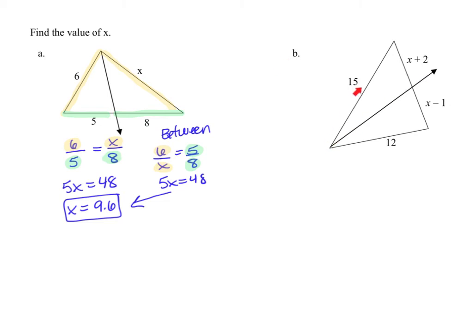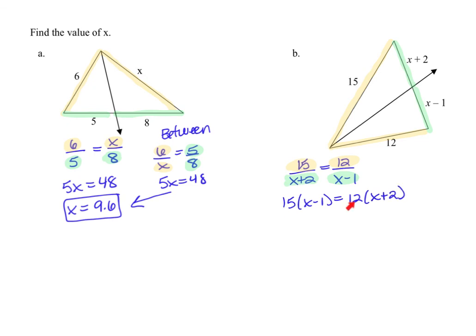We have the ray bisecting the triangle. So that means 15 is going to be proportional to x plus 2, and then the 12 is going to be proportional to x minus 1. I'm going to write a within ratio comparing 15 to x plus 2 and 12 to x minus 1. Go ahead and cross multiply. So 15 times x minus 1 is equal to 12 times x plus 2.